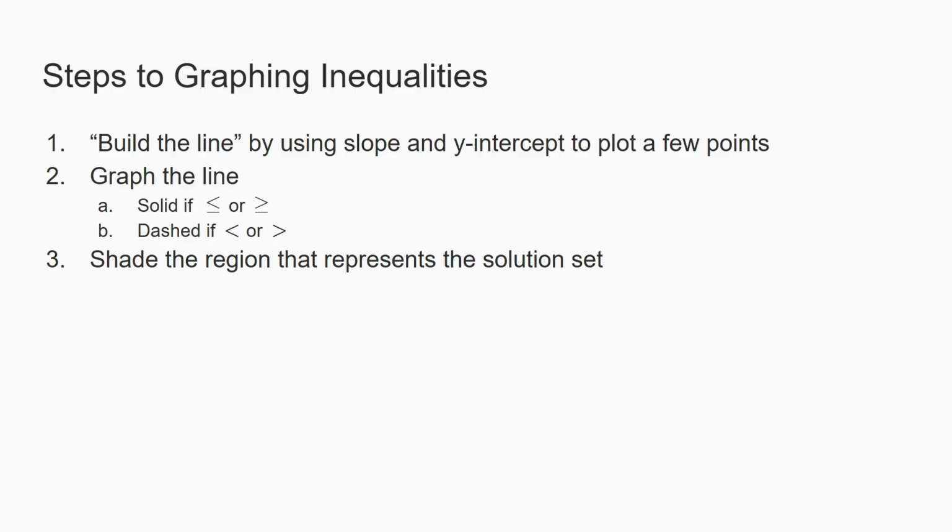Next, we're going to make the actual line. It's going to be a solid line if it's less than or equal to or greater than or equal to. It's going to be a dashed line if it's less than or greater than. Lastly, we're going to shade the region that represents the solution set.